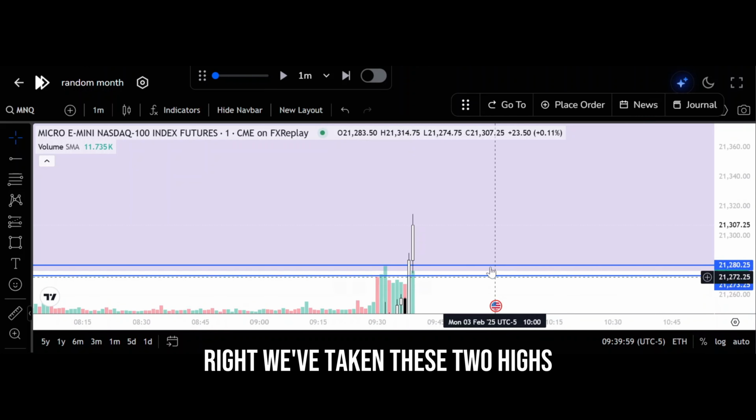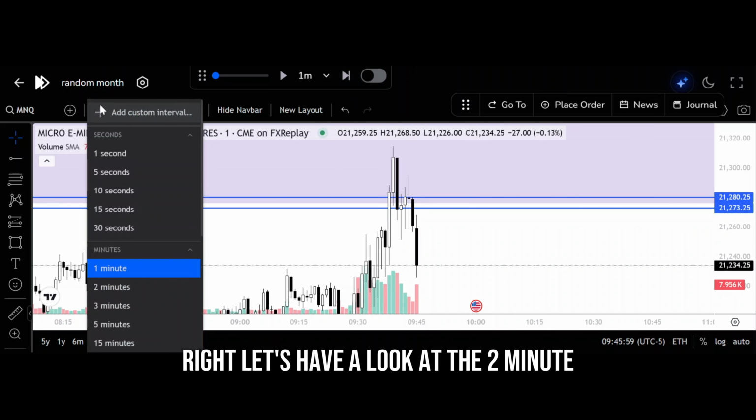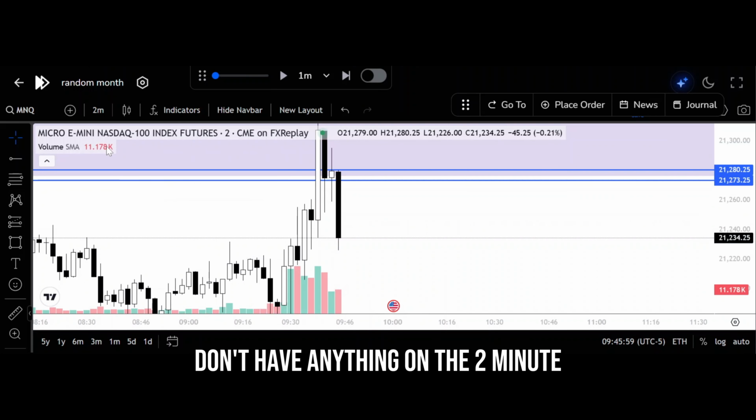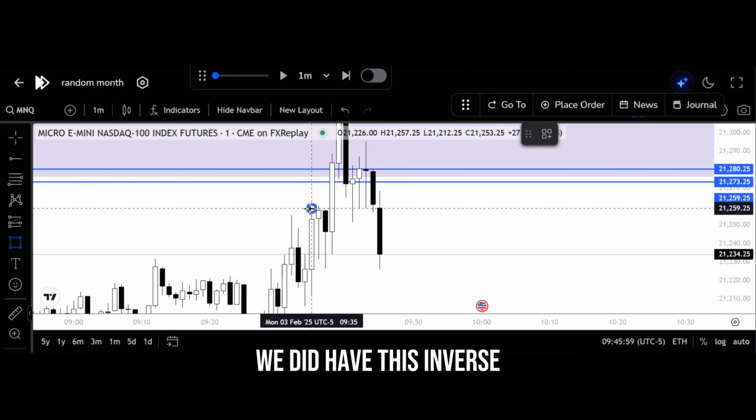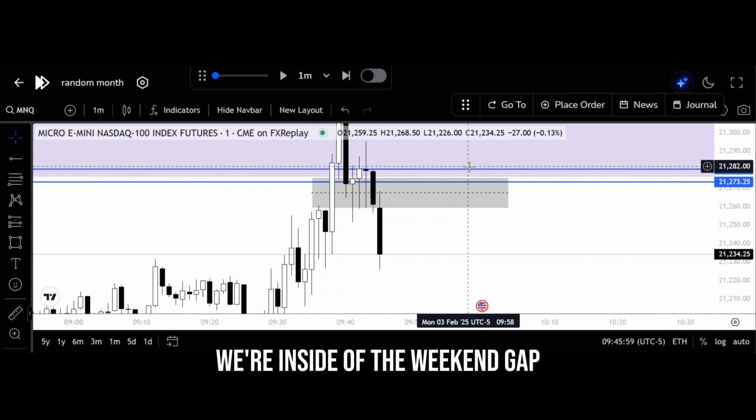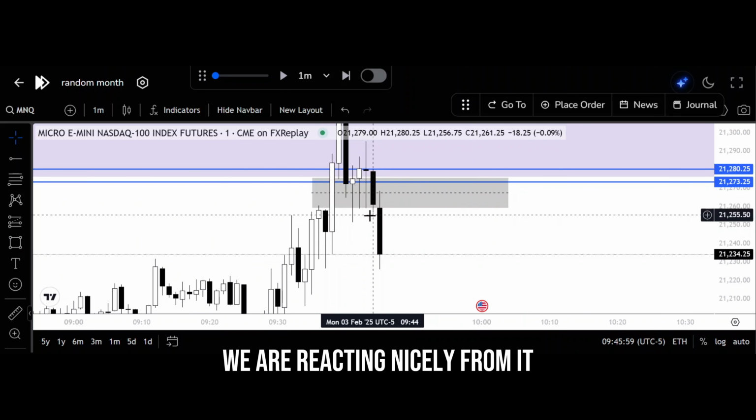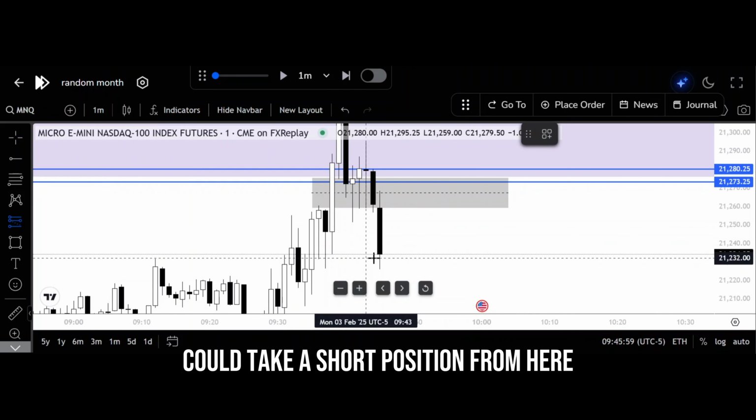Right, we've taken these two highs. Right, let's have a look at the 2-minute. Don't have anything on the 2-minute. We did have this inversion, and we swept these two points of liquidity. We're inside of the weekend gap. We are reacting nicely from it. Could take a short position from here.